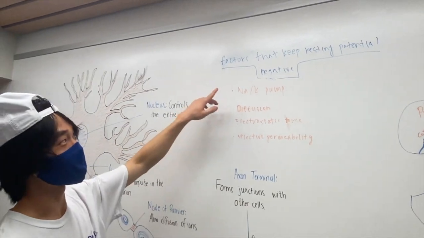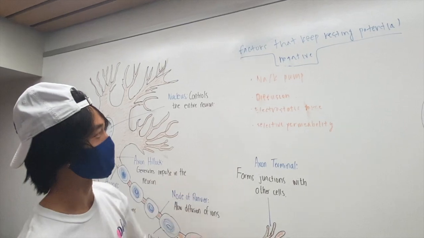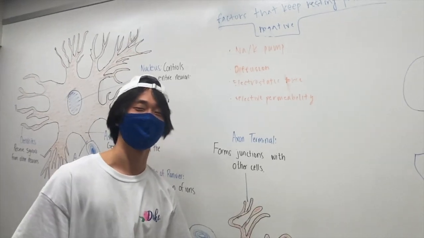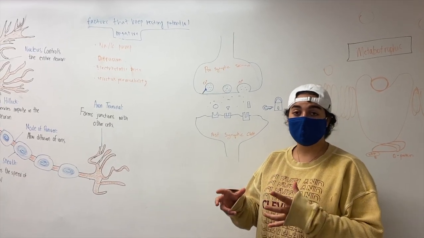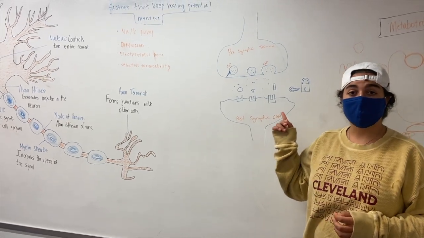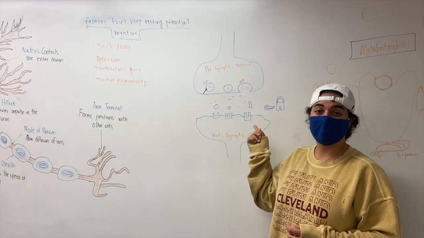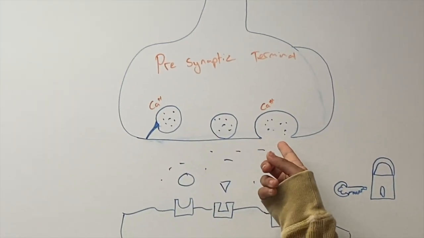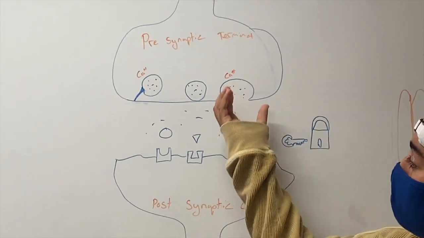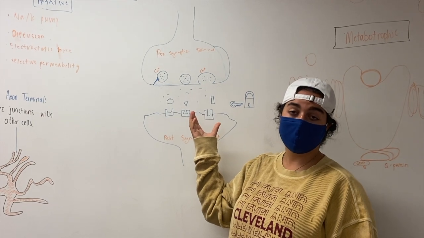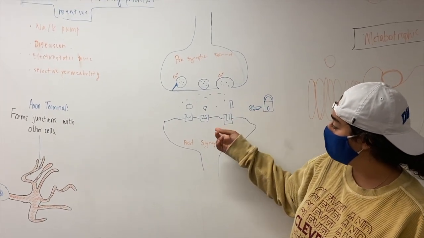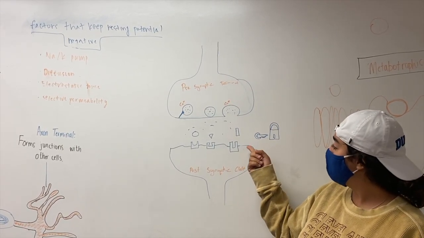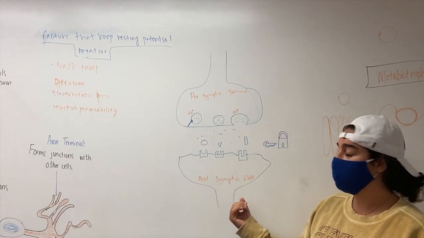These are the factors that keep resting potential negative. We have the Na/K plus pump, and then diffusion, electrostatic force, and selective permeability. The line in the song that said it's all about lock and key is talking about the neurotransmitters, which bind in a lock and key formation. So this is the presynaptic terminal. It's where docking, priming, and fusion happen with the help of calcium. The fusion releases neurotransmitters into the intercellular space, which then bind with receptor sites in the postsynaptic cleft and form lock and keys to create a signal in the next neuron.